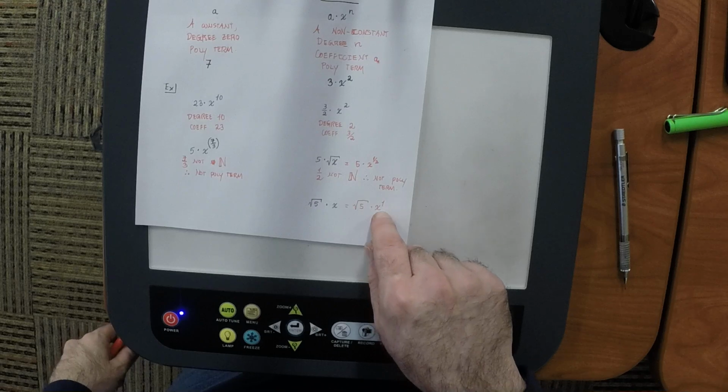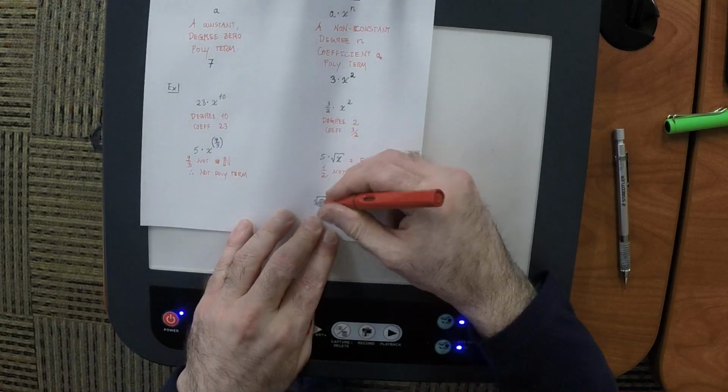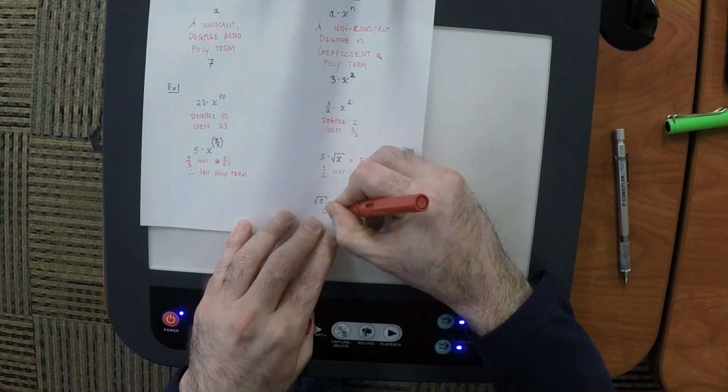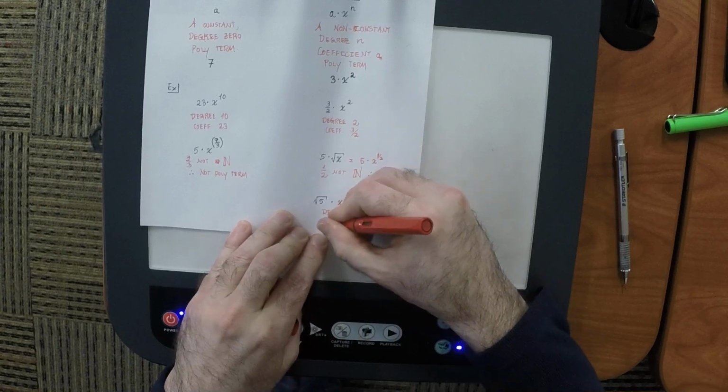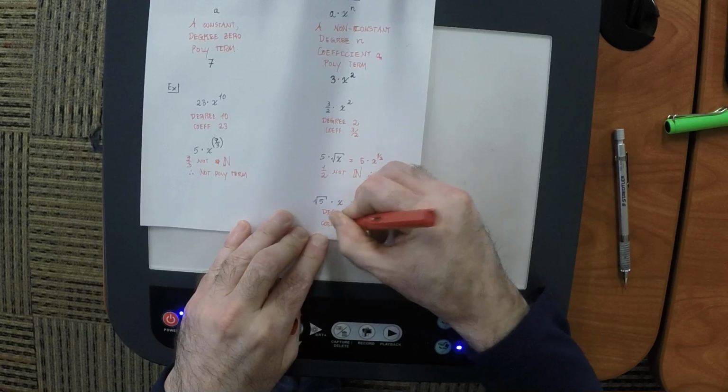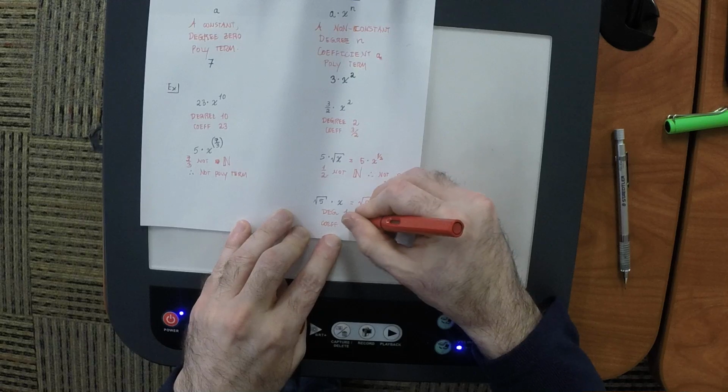Is 1 natural? It is. So you can say that this is degree 1 and coefficient square root 5.